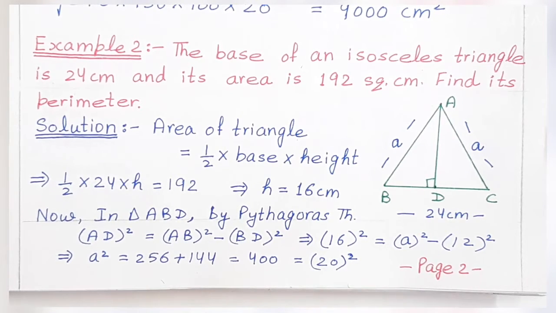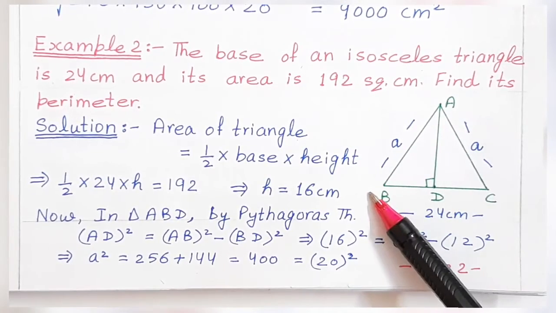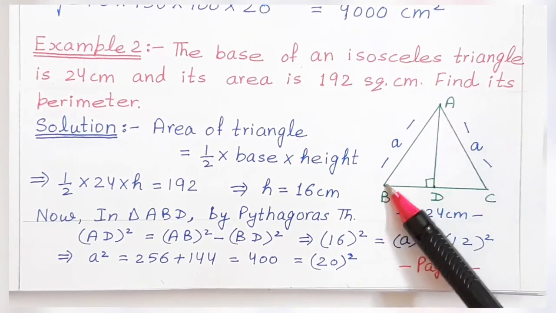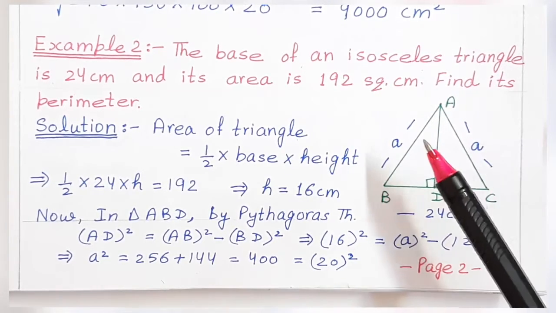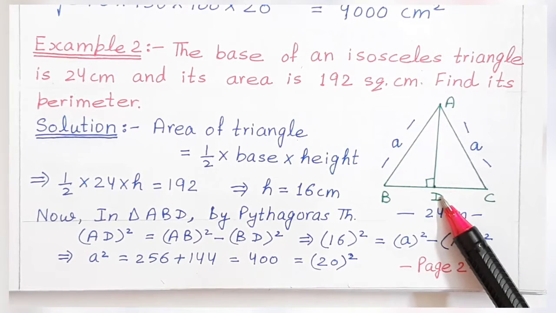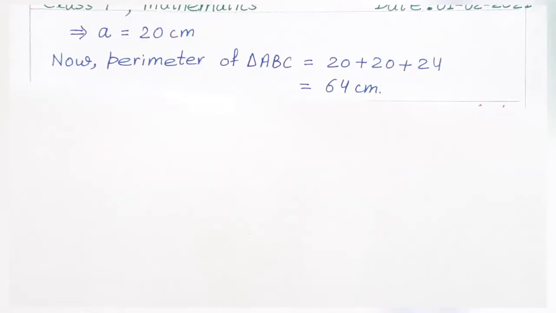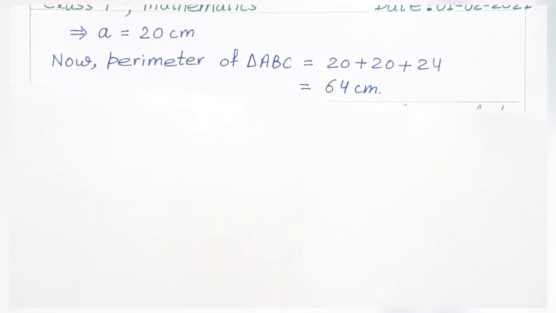Is it clear to everyone? So therefore AB is 20 centimeter. Now AB is also 20. AC will also be 20. So the answer is 20 plus 20 plus 24. That is equal to 64 centimeter. Clear?